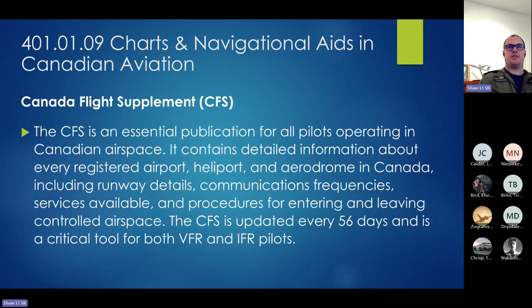And then we have our CFS. It's an essential publication for all pilots, so you have to have it, really. It contains detailed information about every registered airport, heliport, and aerodrome. It includes runway details, so how long it is, how wide it is, communication frequencies, services, procedures for entering and leaving controlled airspace. They have phone numbers for fixed base operators, like how do we get gas at this airport? Where do I find customs? Things like that. It's got all that information in there. It's updated every 56 days and is a critical tool for every pilot in Canada.